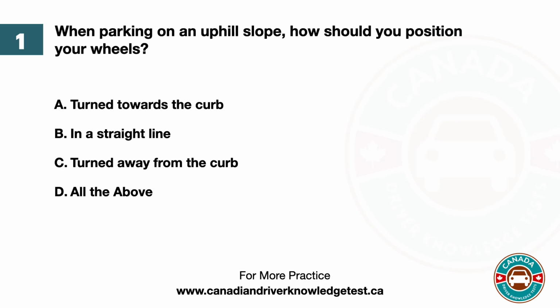Question 1. When parking on an uphill slope, how should you position your wheels? A. Turn towards the curb. B. In a straight line. C. Turned away from the curb. D. All the above. The answer is C. Turned away from the curb.